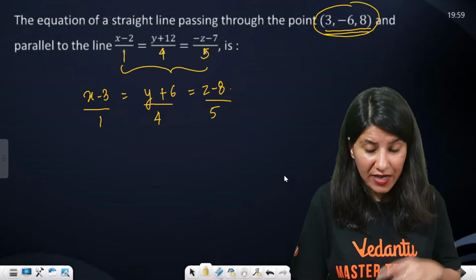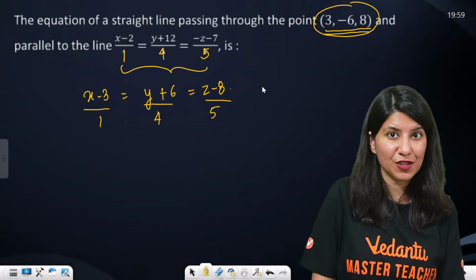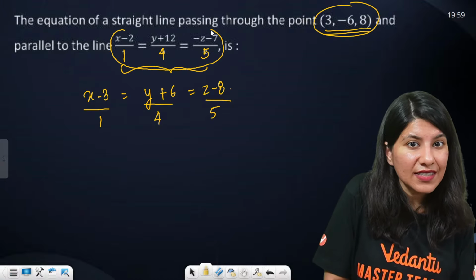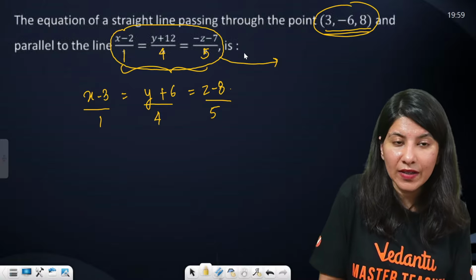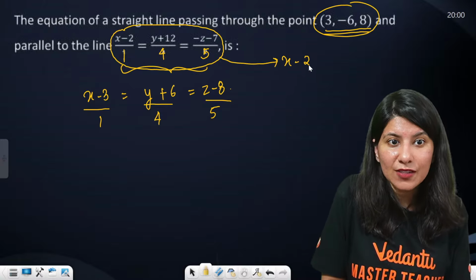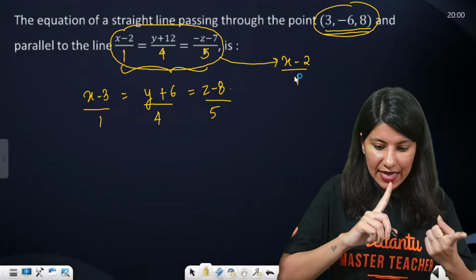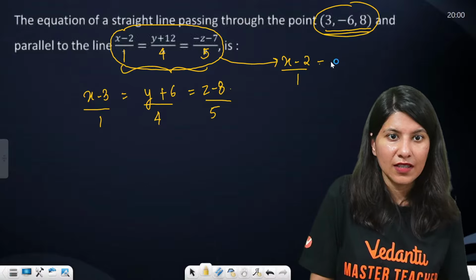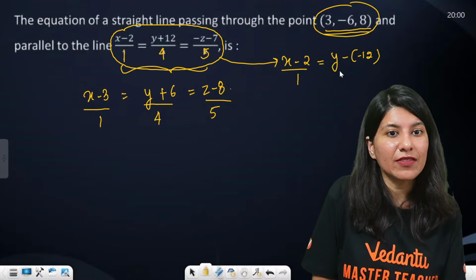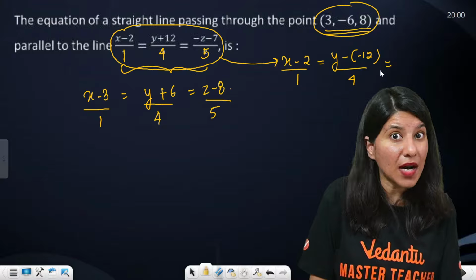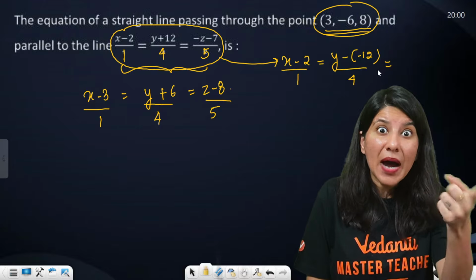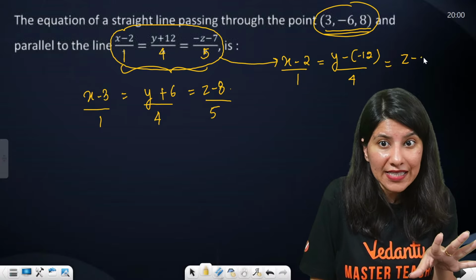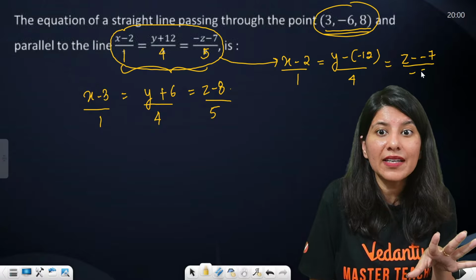But here is a catch. If you observe this line, this is not at all in a standard form. Let me just rewrite: x minus 2 upon 1. So yes, x minus x1 by a. Fine. y minus minus 12 upon 4. This is also correct. But can you see? This is minus z. No, I don't want it. This is going to become z minus minus 7 upon minus 5.